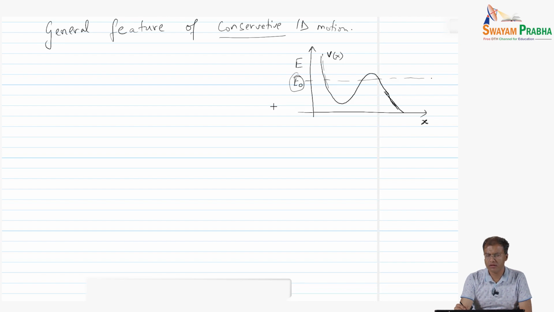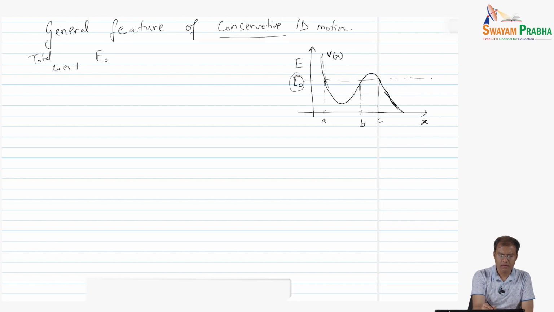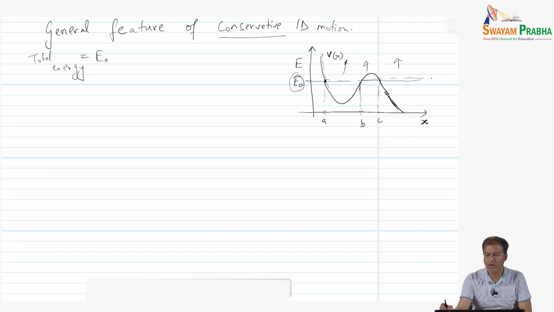The total energy of the particle under motion is conserved, and if this is the potential energy, let me identify some of the points. This first point, when the potential energy curve hits E naught, is A, the second point is B, and the third point is C, right? Now remember that the total energy of the system is always E naught, which means I cannot go into a region above this straight line E naught.